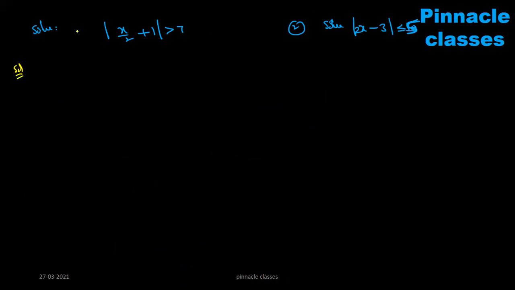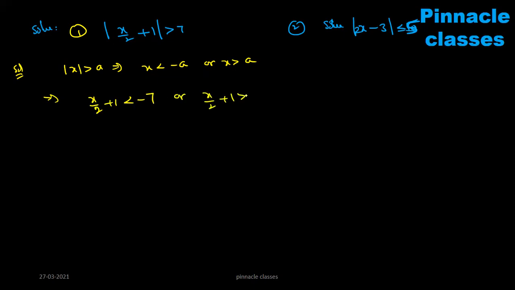Bharati, how to solve? Question number 1. Modulus of x by 2 plus 1 greater than 7. Yes, sir. So in this case, what is the suitable formula? Third property. Yes. Greater than a, then it will belong to minus infinity to minus a, union a to infinity. Good. So this one I'm writing: x by 2 plus 1 less than minus 7 or greater than 7.